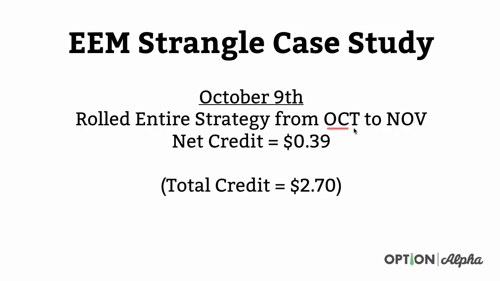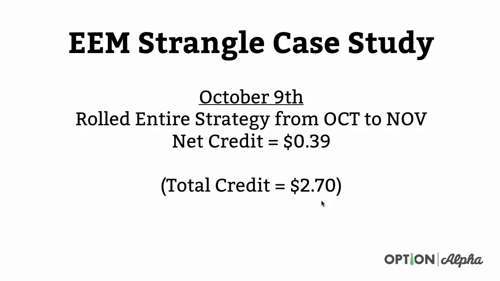So now you can see we've been in this trade for a long time, but we're still sticking with the system. We're still playing the probabilities. We're still continuing to take in a credit on the entire trade. So we take in this net credit of an additional $39 on this trade to roll it out from October out to November again. And now we have this total credit that we're working with of $2.70. So we've basically increased our trade credit from the original 70 cents out to $2.70.